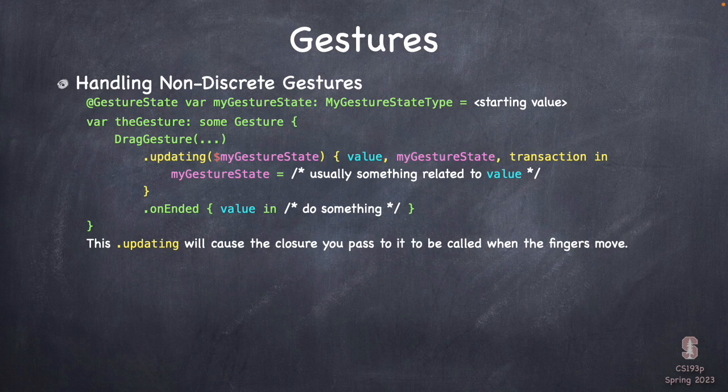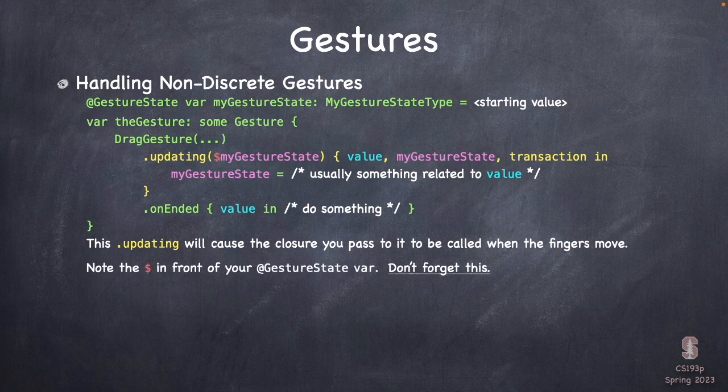Now let's talk a little about these funky arguments here. The $ sign, you see the $ sign in front of my gesture state. Again, I'm not going to talk about that till next week, but just always put it there. A $ sign, the name of your @GestureState var.